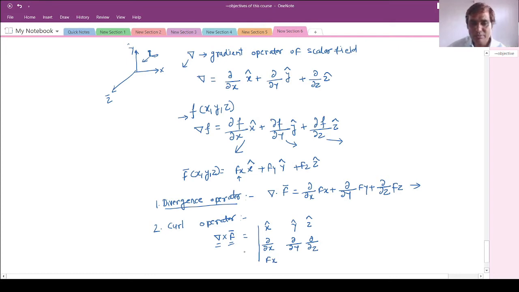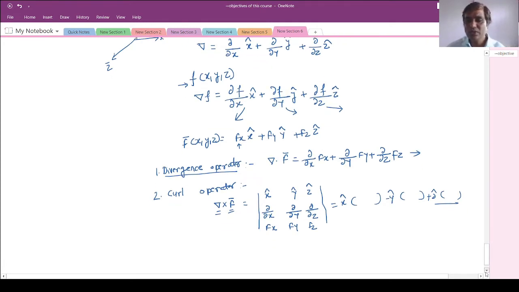Similarly, what are the components of f bar? They will be fx, fy and fz. Then we can write the components: x hat times the determinant of it, minus y hat times this determinant, plus z hat times this. So it will give me the vector product.